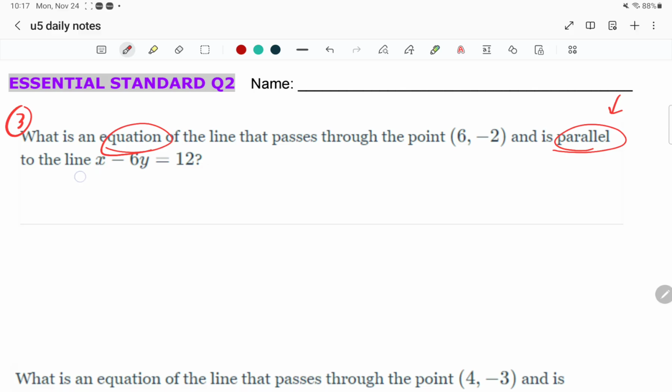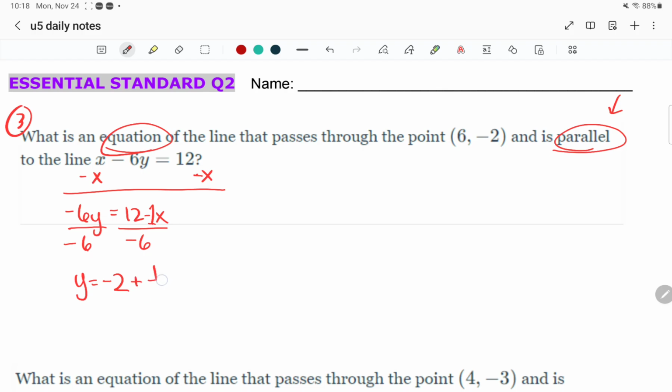So I'm going to take my line, subtract the x term like I have been. Negative 6y equals 12 minus x, divided by negative 6. That's a secret one right there. So y equals 12 divided by negative 6 is negative 2. Negative 1 divided by negative 6 is positive 1/6 x. So my slope is going to be that positive 1/6.